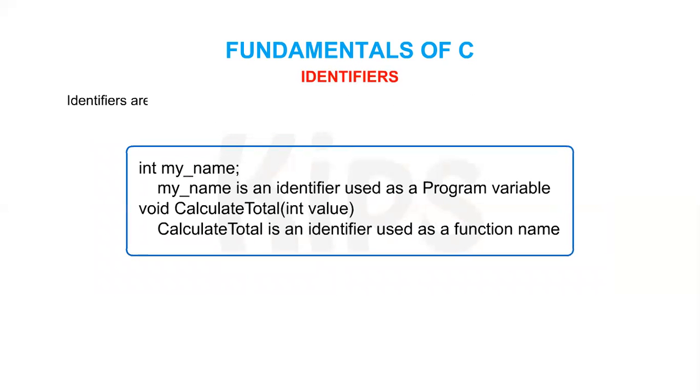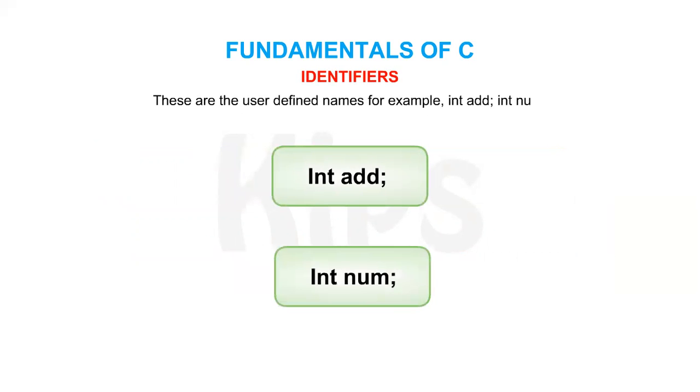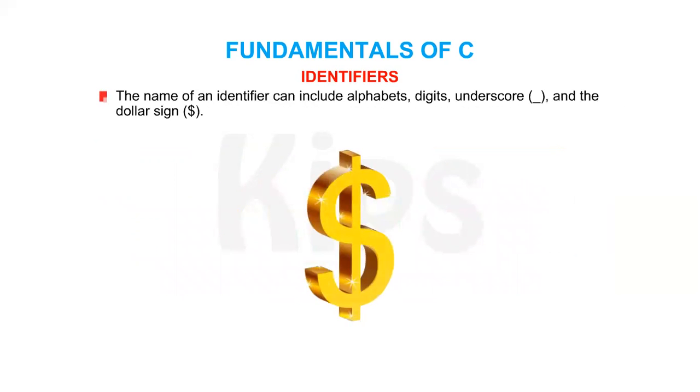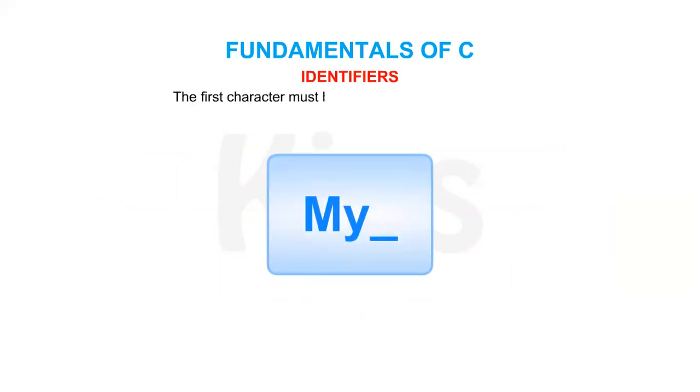Identifiers. Identifiers are the names given to C entities such as variables, functions, and structures, etc. These are user-defined names, for example, int add, int number. C identifiers follow some rules that are defined below. The name of an identifier can include alphabets, digits, underscore, and the $ sign. The first character must be an alphabet or an underscore.